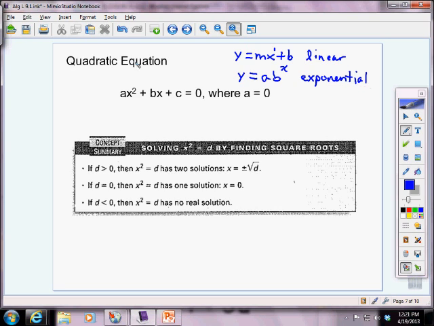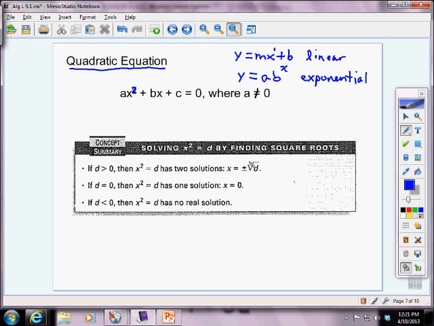In this chapter, we're going to be talking about the quadratic functions, our quadratic equation. What I want you to notice, this is an example, okay, and I'm sorry, this should not say when a equals 0, when a does not equal 0. Notice that this is raised to the second power. Linear is to the first power, exponential is to the x. Quadratic is going to be raised to the second power. That's how we identify it as a quadratic equation.